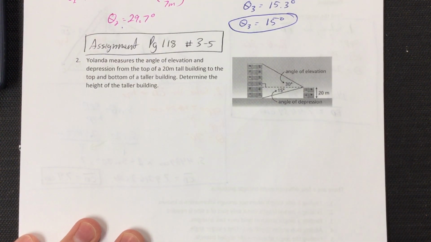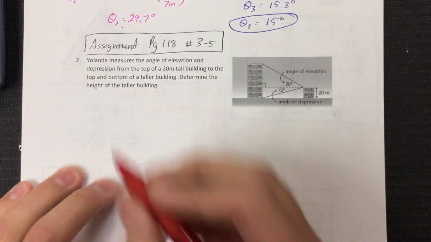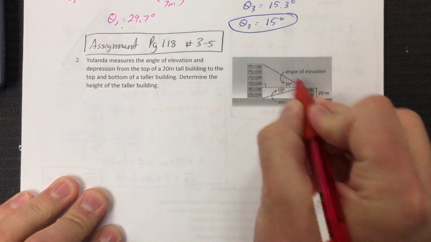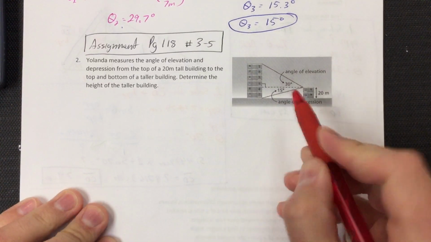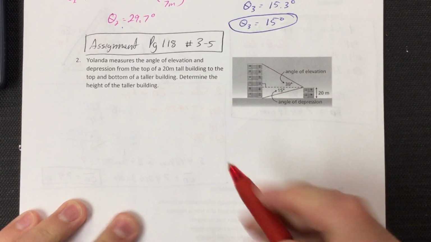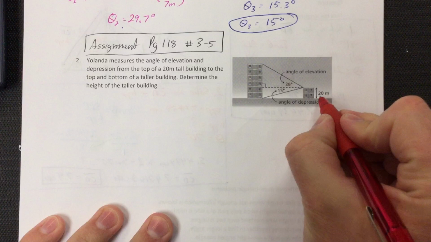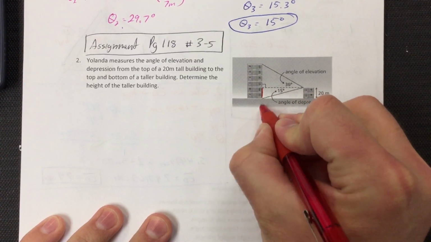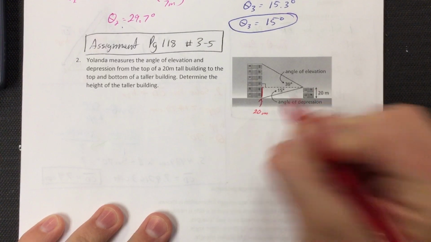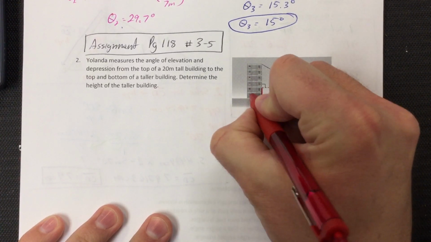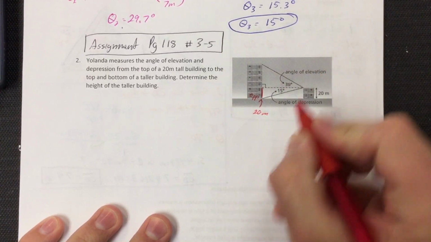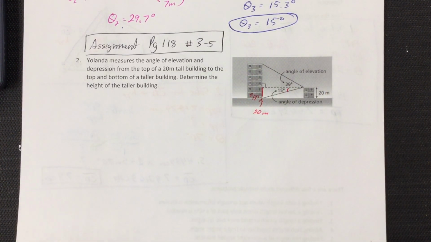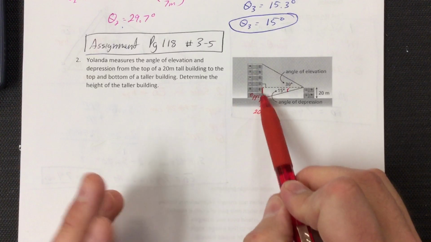So what we have here is two separate triangles. One triangle is on top, one triangle is on the bottom, and we're only given the angles. The other piece of information we know is that this 20 meters is the same as this right here. So we know that that right there is 20 meters, which in this case is going to be our opposite side from our angle.